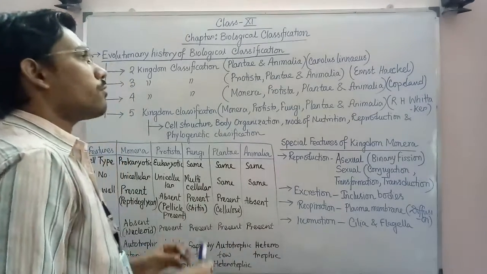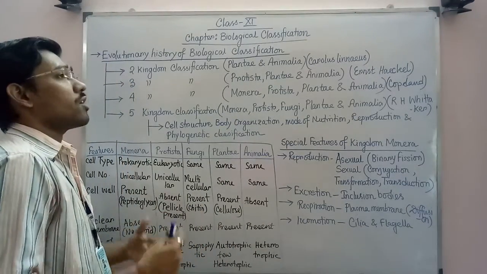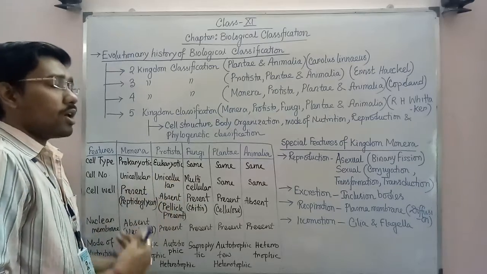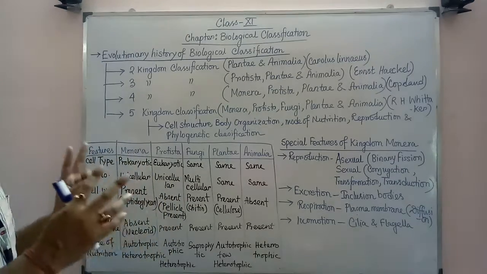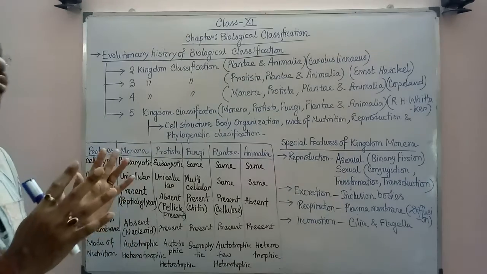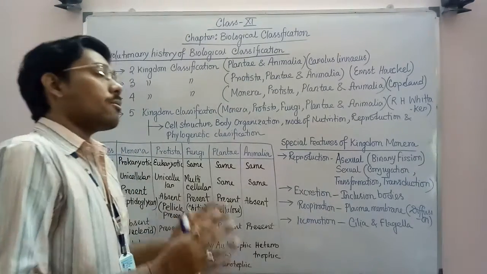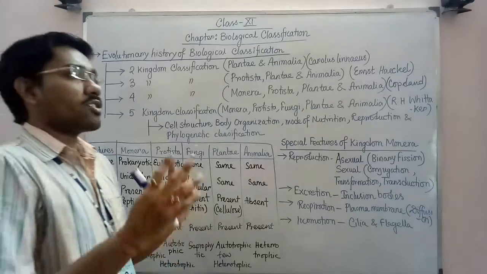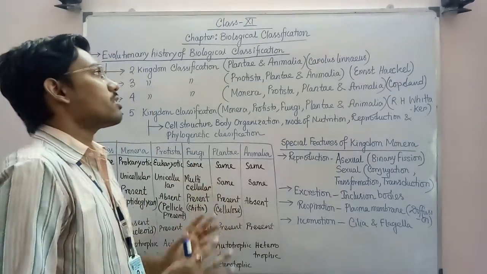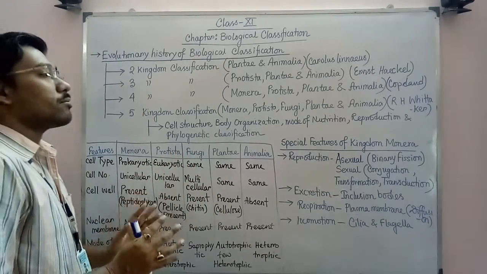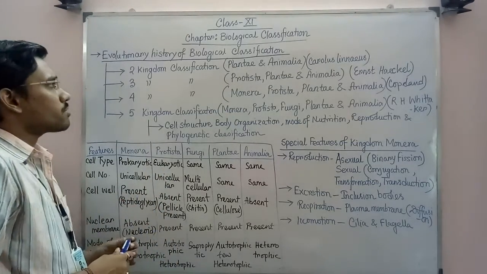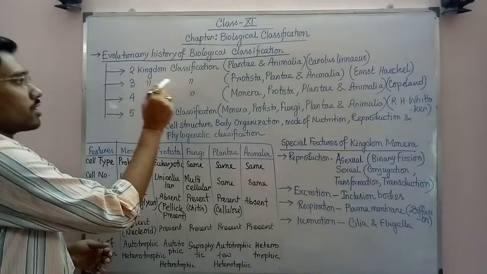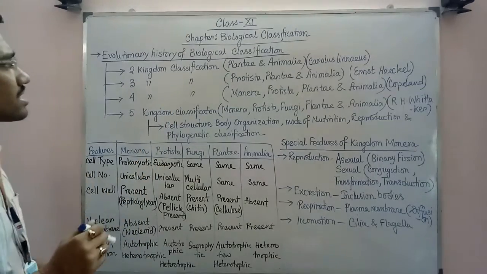He classified the organisms into two kingdoms specifically based on the mode of nutrition and the presence or absence of a cell wall. Again I am repeating, based on these two features only he proposed this two kingdom classification system. Clear?